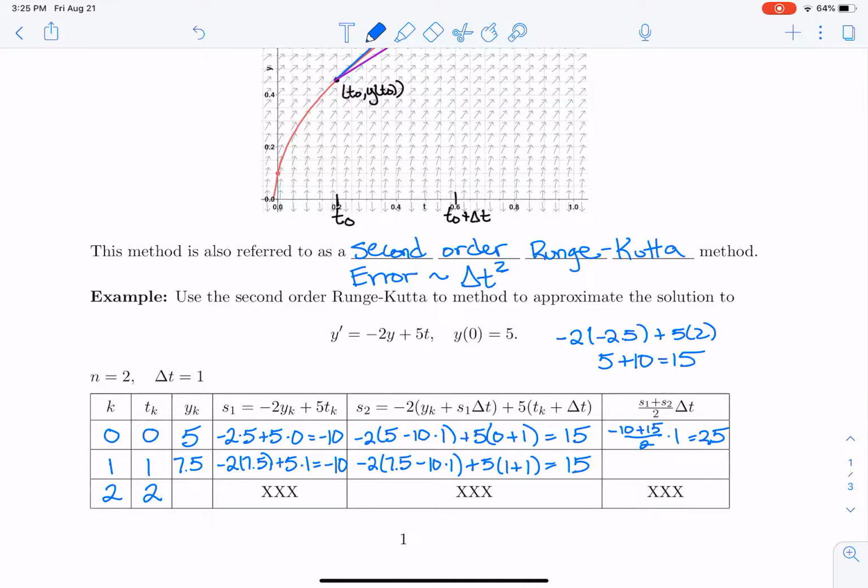Okay, so again, we're averaging the slopes negative 10 and 15. Multiplying that by delta t, we're getting 2.5. And then y sub k plus the average slope times delta t is going to be 7.5 plus 2.5, which gives you a total of 10. Okay, so our estimate based on the second order Runge-Kutta method is going to be 10.